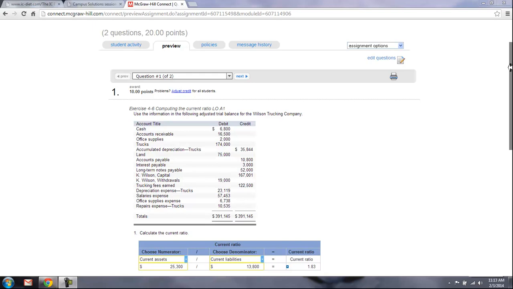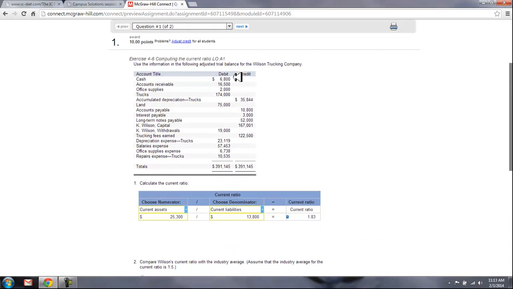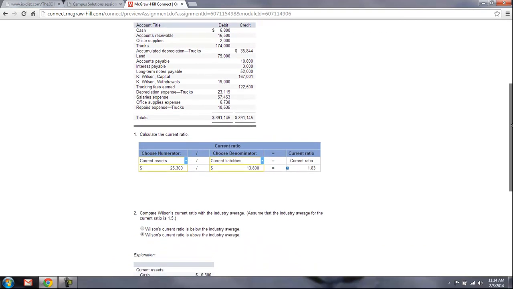So, when you add all this up, your cash, accounts receivable, and office supplies, that comes out to looks like 25.3. Your current liabilities are the accounts payable and interest payable, and that would be 13.8. You divide the current liabilities into the current assets, and the current ratio for this Wilson Trucking Company is 1.83. And that means for every dollar this company has in current liabilities, they have $1.83 in current assets. And the general rule of thumb is that it should be about 2 to 1, current assets to current liabilities.